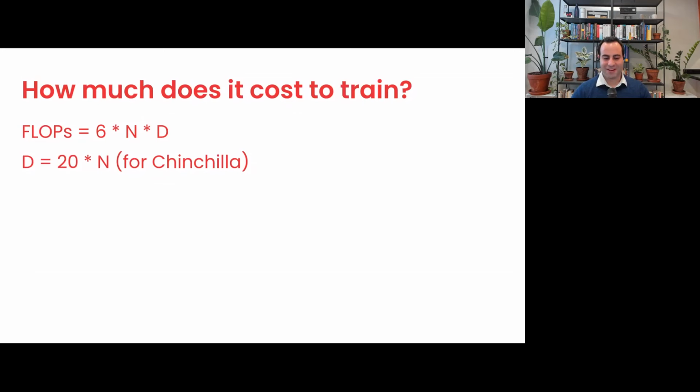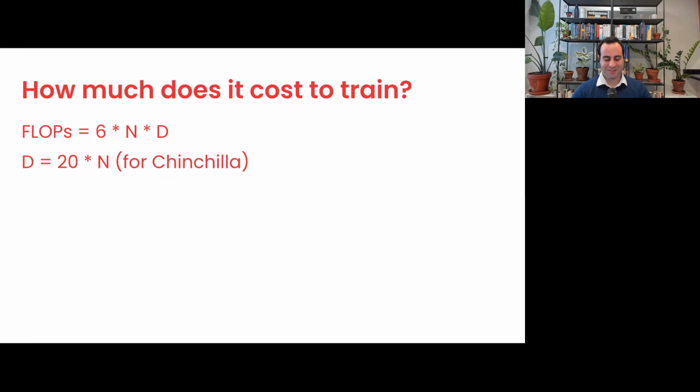And so we look at a GPU and we say, that GPU has 100 teraflops. And so it can do 100 times 10 to the 12th operations per second, in that case, floating point operations per second.